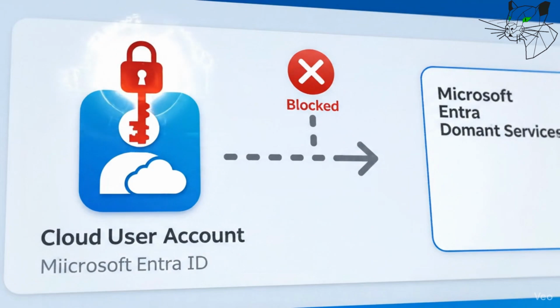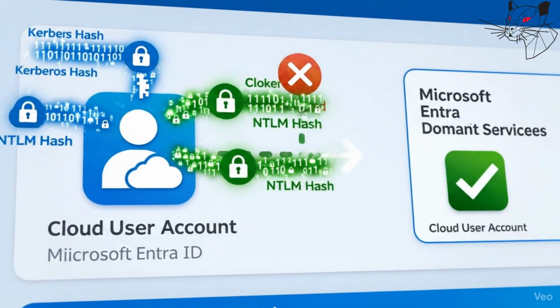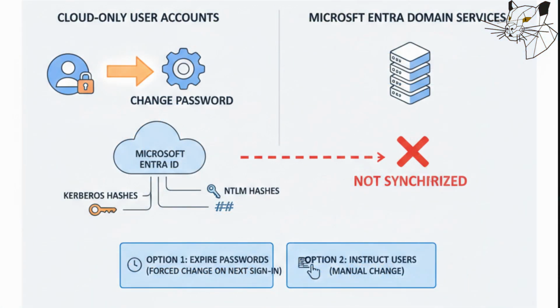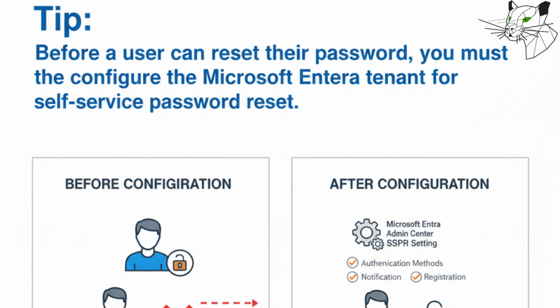For cloud-only user accounts, users must change their passwords before they can use Microsoft Entra Domain Services. This password change process causes the password hashes for Kerberos authentication and NTLM authentication to be generated and stored in Microsoft Entra ID. The account isn't synchronized from Microsoft Entra ID to Microsoft Entra Domain Services until the password is changed. Either expire the passwords for all cloud users in the tenant who need to use Microsoft Entra Domain Services, which forces a password change on next sign-in, or instruct cloud users to manually change their passwords. Tip: before a user can reset their password, you must configure the Microsoft Entra tenant for self-service password reset.